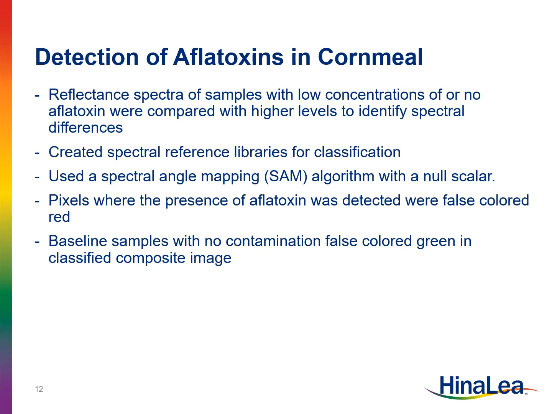Reflectance spectra of samples with low concentrations or of no aflatoxin were compared with higher levels to identify spectral differences. We created spectral reference libraries for classification. We then used a spectral angle mapping algorithm with a null scalar to segment the images. Pixels where the presence of aflatoxin was detected were false colored red. Baseline samples with no contamination were false colored green in classified composite images.